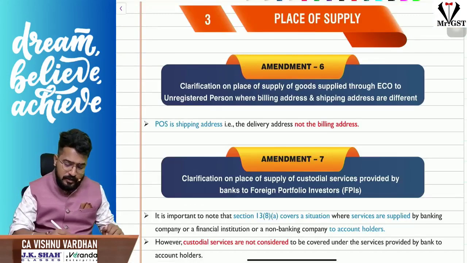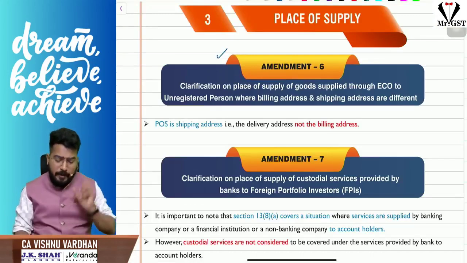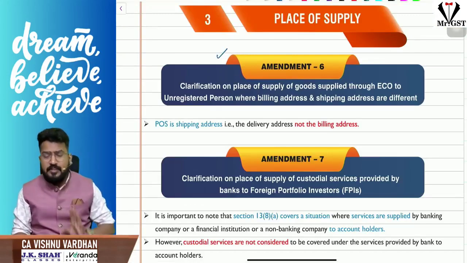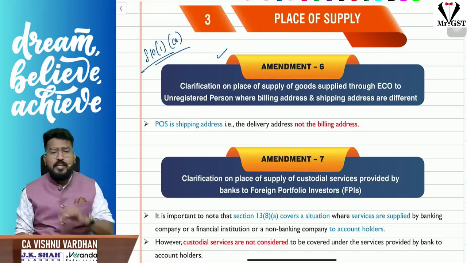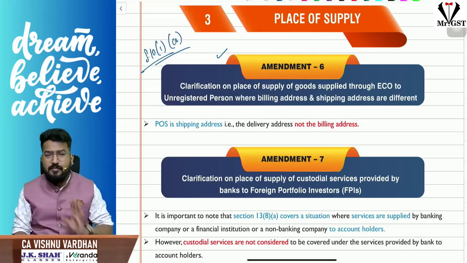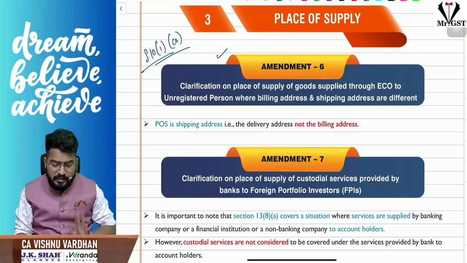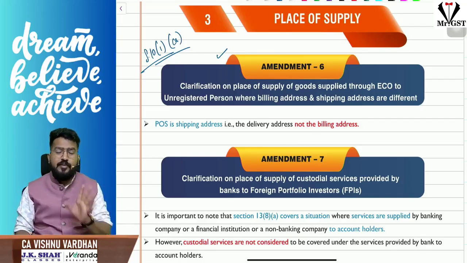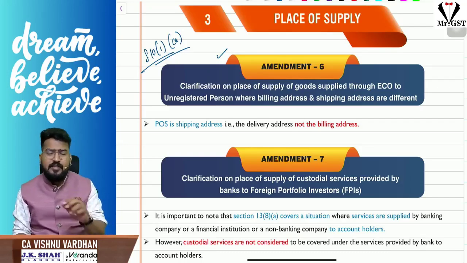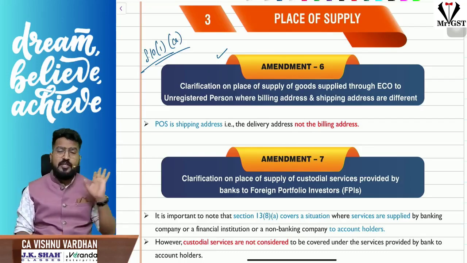The next amendment is with respect to place of supply. Please understand that there is a clarification with respect to place of supply in section 10 subsection 1 clause CA. For any supply made to an unregistered person, sir, the place of supply will be the address recorded in the invoice. Even if only the state name is recorded, that is more than sufficient.